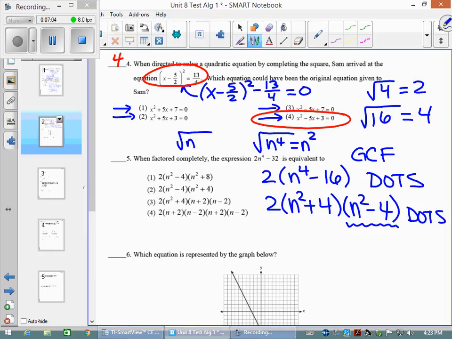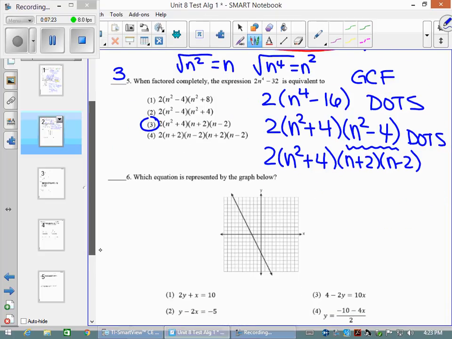Square root of 4 gives me 2, the square root of n squared gives me n. So I'm going to go one step further, bring down my factors that are not changing, and then I end up with n plus 2 and n minus 2. This required all 3 factoring steps to get me to choice 3.